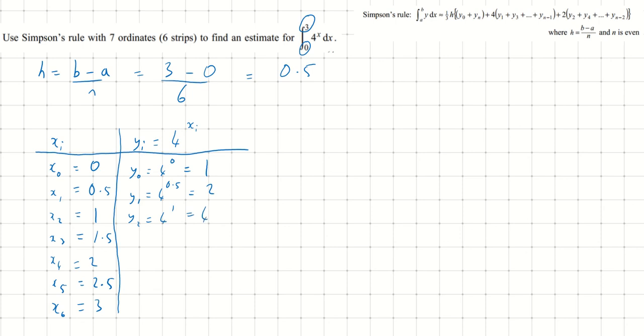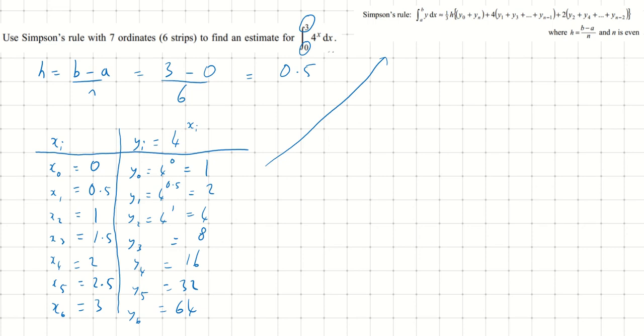I'm not going to fill in all of these. I think you get y3 will be 8, y4 equals 16, y5 equals 32, and y6 equals 64. Okay, so now we've worked out all our yi's, and we can now use our formula and plug all these numbers into the formula.